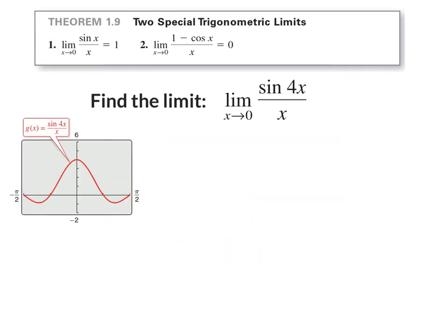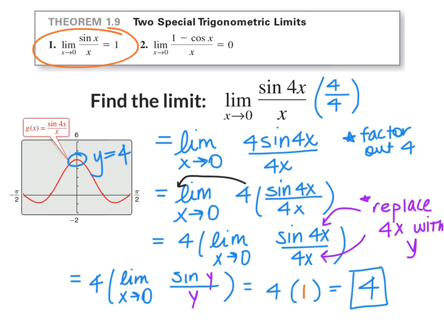And here's our final example. Let's say we have this function sine of 4x over x, and we're going to take the limit as x approaches 0. Again, can't directly substitute because that would zero out our denominator. So let's see if we can turn it into one of these rules. What I'm going to do is multiply this function by 4 over 4, which is the same as 1, not changing anything. So I'm left with 4 out front here and 4 in front of this x on the bottom. I'm going to factor out the 4.